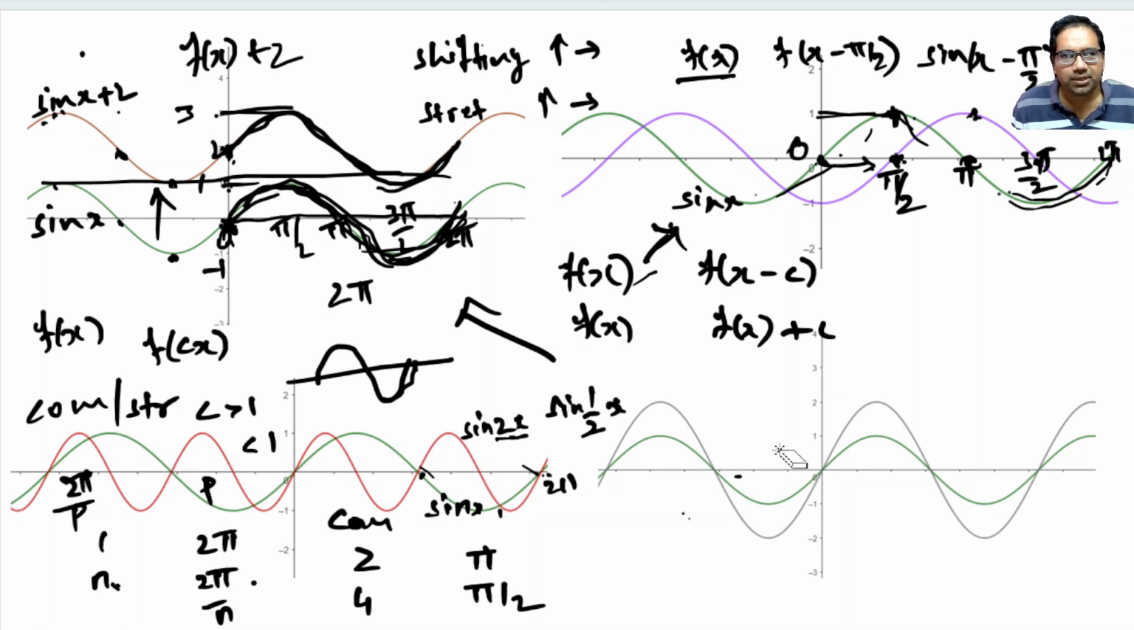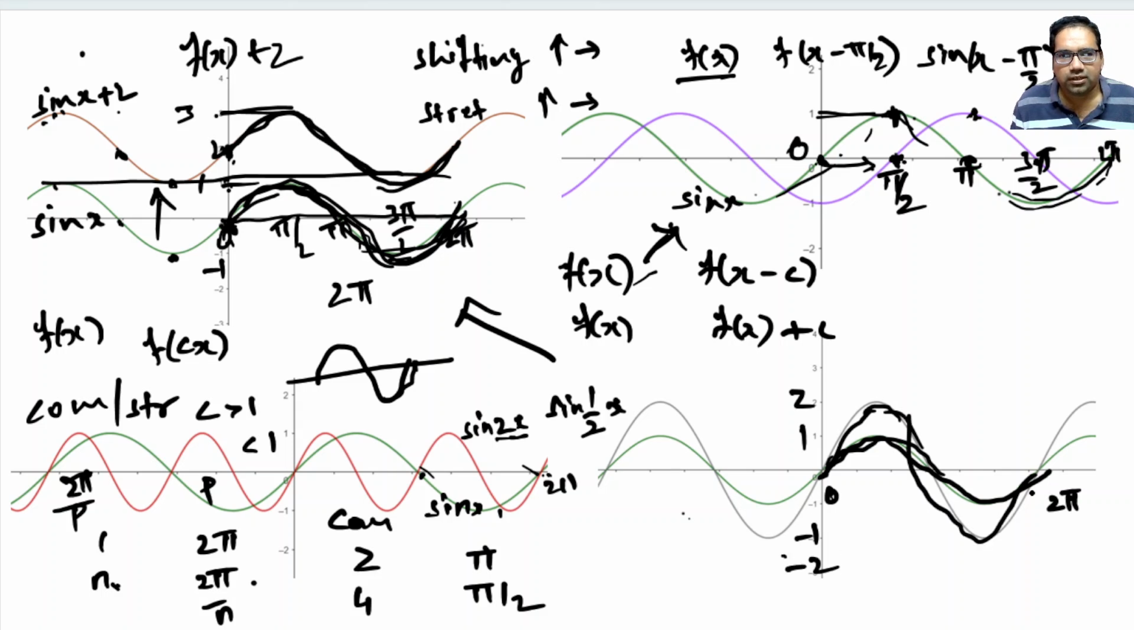Similarly, vertical compression or vertical stretching. See, look at this graph. It's again sin x, going from 0 to 2 pi, and the highest is 1, lowest is minus 1. Now, this entire graph is multiplied 2 times. Okay. So now highest is going to 2, lowest is going to minus 2. Same period. The period is 0 to 2 pi only.